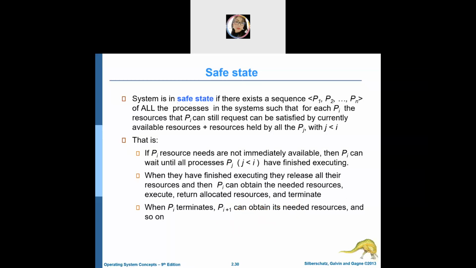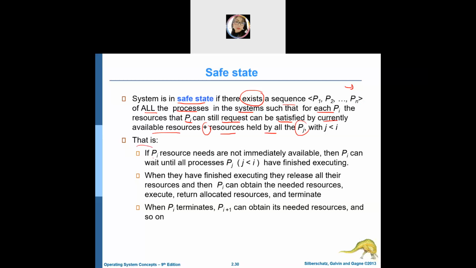So the system is in a safe state if there is a sequence P1, P2, etc. of all processes in the system, such that for each Pi, the resources that Pi can request can be satisfied by the currently available resources plus the resources held by all the Pj. It might be confusing to understand, but later on when you look into a real example in our daily life, then you can see.